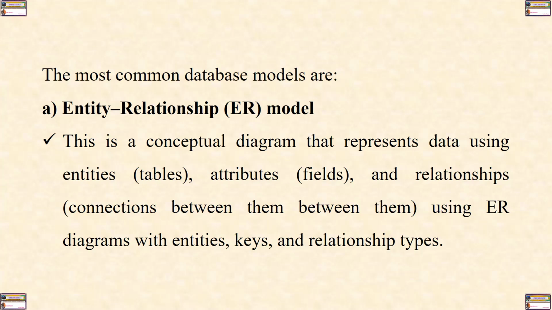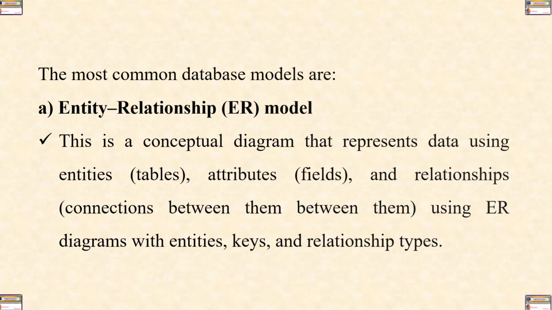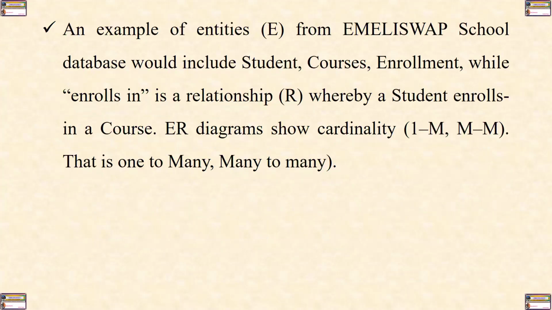This ER diagram has 3 main characteristics. 1 is an entity, 2 is the key, 3 is a relationship type. An example of entities from the Emily Swap School database that we are going to create can include the student, the courses, enrollment. Those are just the examples.